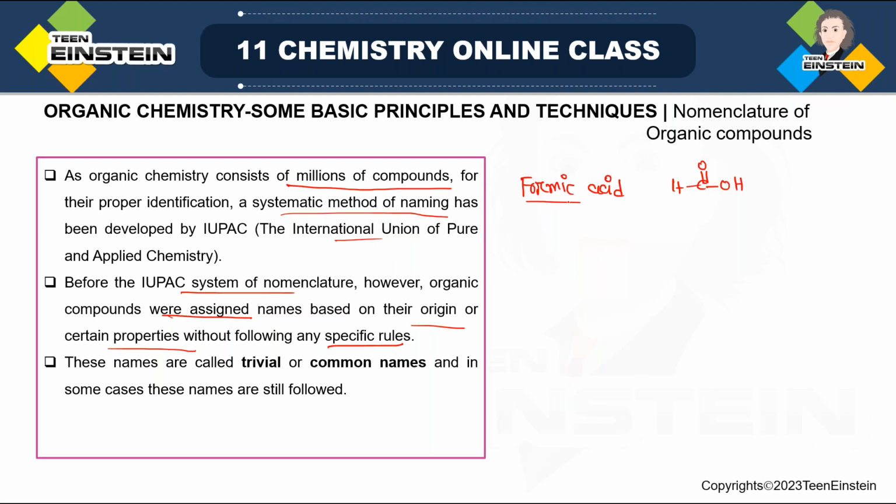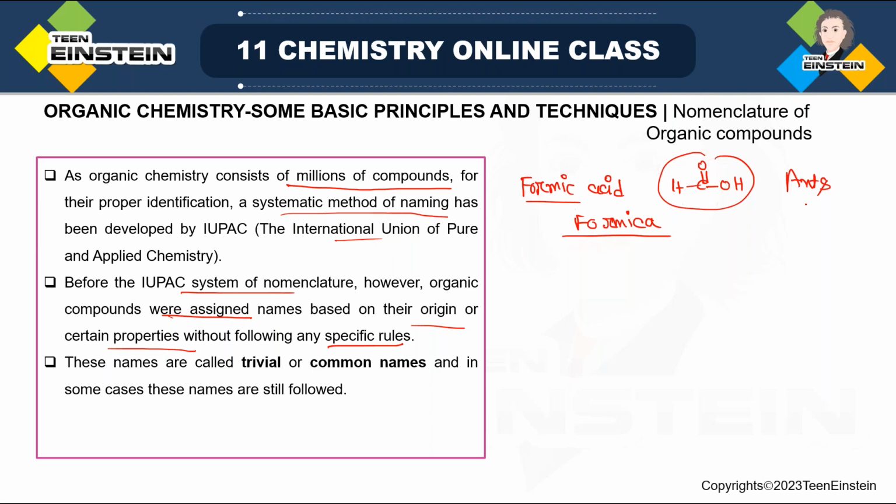And how are we getting this name? The name is basically coming from formica, which is a Latin word. Okay, so formica is a Latin word, and this formic acid is mainly found in ants. So that is why this particular acid, found in ants, is called formic acid, and the Latin source is formica.